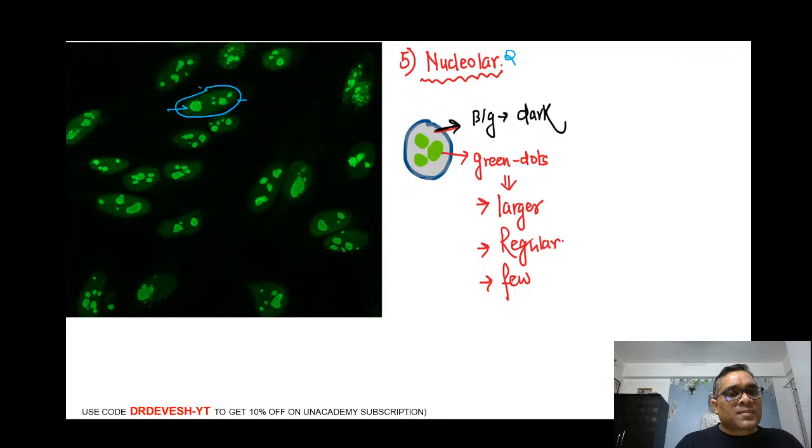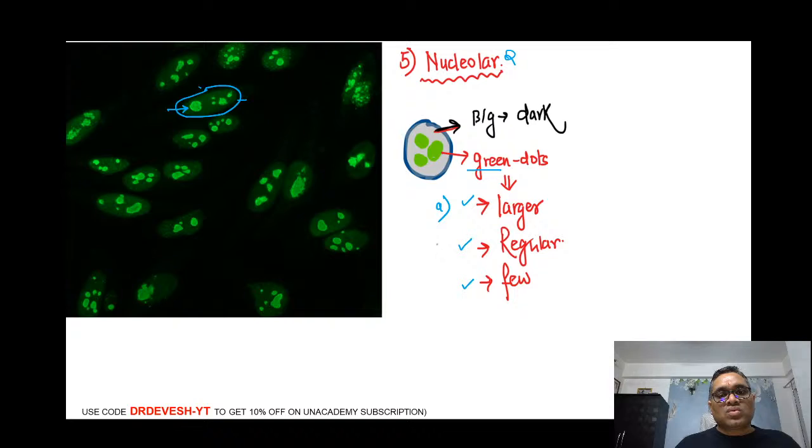And how are the green dots? Can you see the green dots were present in the centromere also? Now understood, green dots are present in centromere also and nucleus also. But centromere will be very small. That is why they are very small, irregular, numerous. But nucleoli will be very few, 2 to 3. That is why green dots are larger, regular, and few.